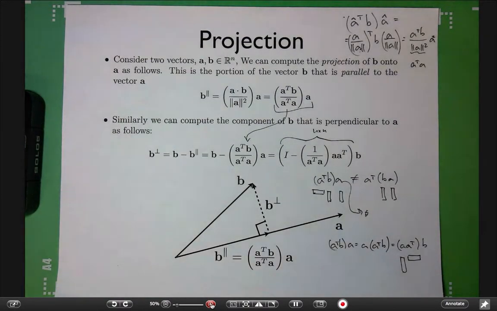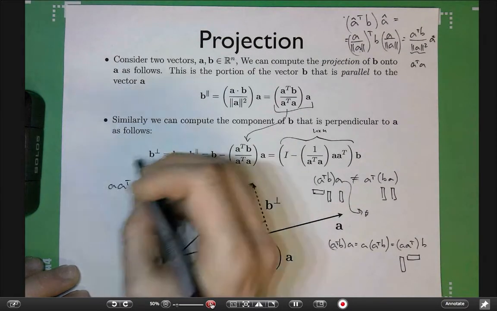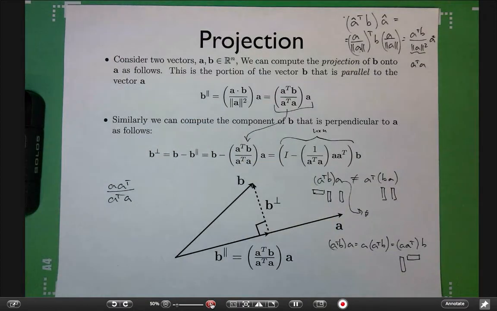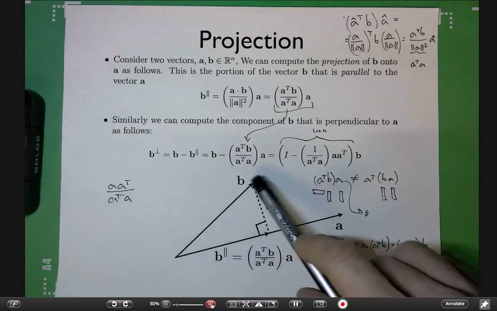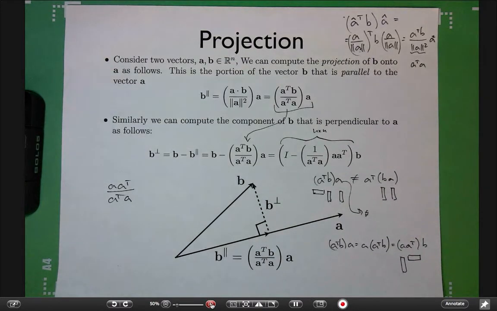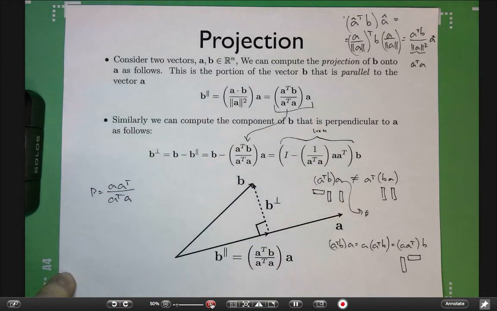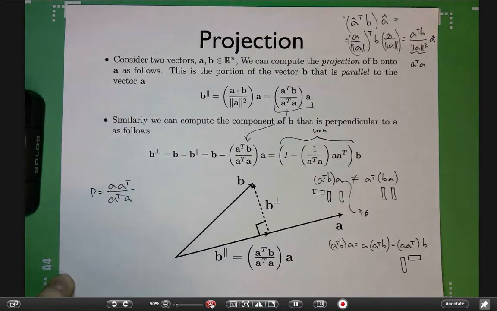I could also take this matrix. This matrix might be even more interesting, actually: A A^T divided by A^T A. And this matrix is the projection matrix, which for a given direction A gives me the component of the vector projected onto the direction A. I can denote it as a projection matrix. Does everybody see that this is a nice square n by n matrix?